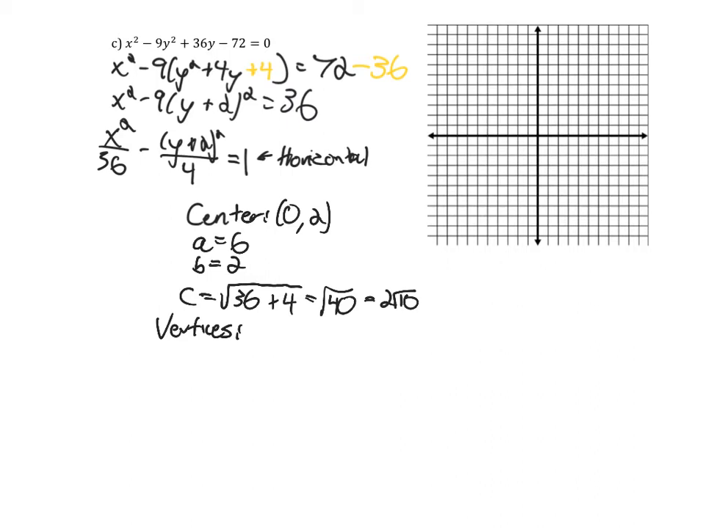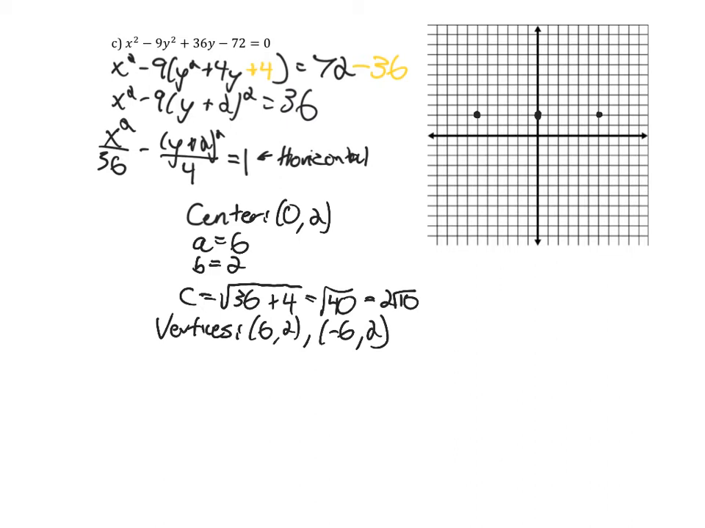And I'm actually going to start plotting this. So 0, negative 2, right there is my center. 6 units to the right would bring me to 6, negative 2. 6 units to the left would bring me to negative 6, negative 2. So I will write those in addition to plotting them because you can never give too much information.